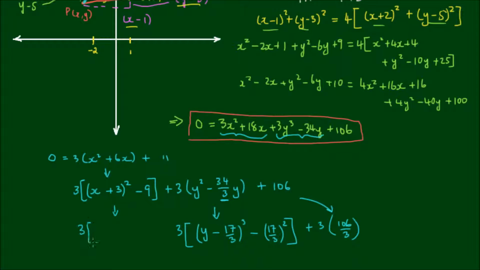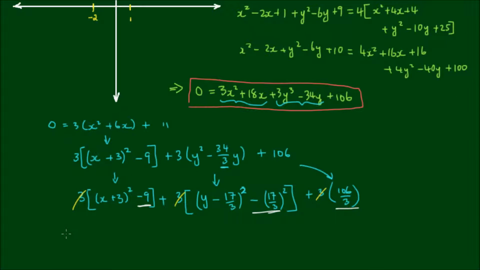So copying down, we have 3 outside of (x plus 3) squared minus 9, plus 3 outside of (y minus 17 on 3) squared minus 17 on 3 squared plus 3 times 106 on 3. So if I divide both sides by 3, the 3 on the right hand side will cancel out. And I can now move all of the free terms to the other side of the equation. So I have (x plus 3) squared plus (y minus 17 on 3) squared is equal to 9 plus 17 on 3 squared, sorry, this should be a negative, minus 106 on 3.